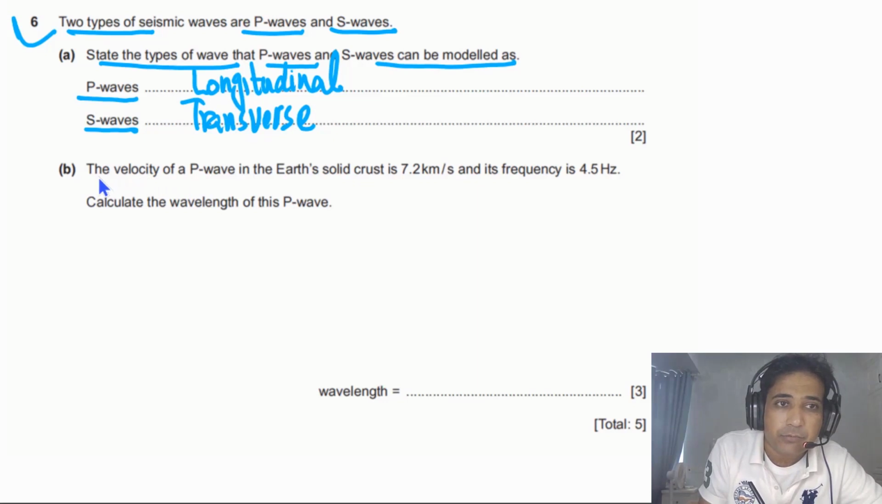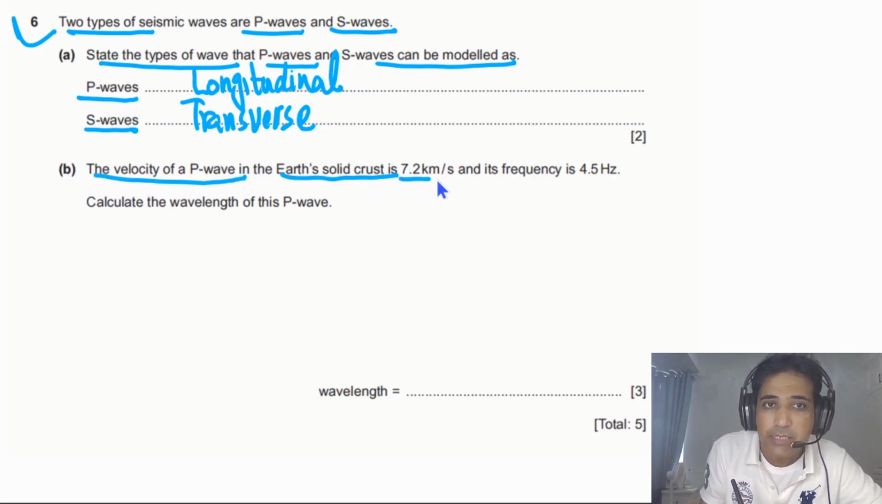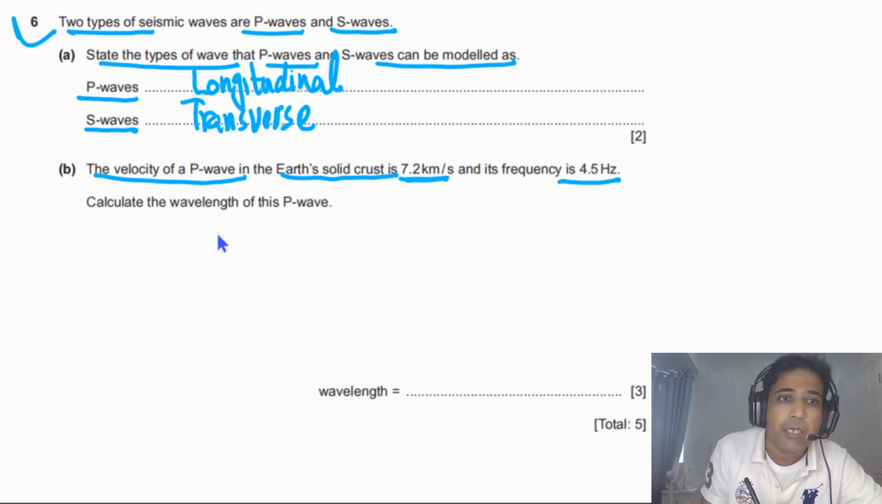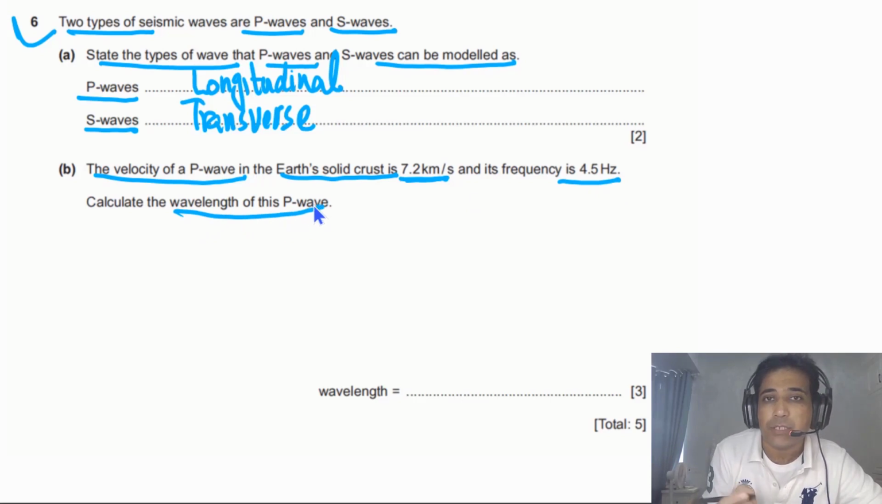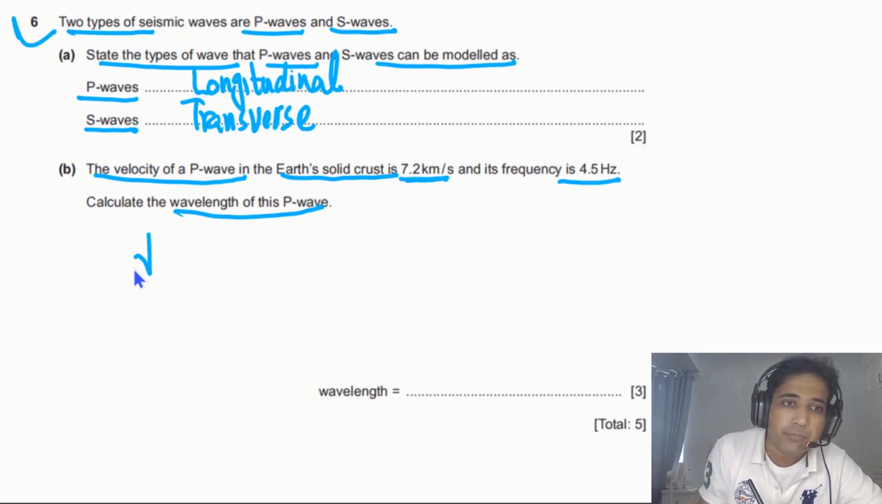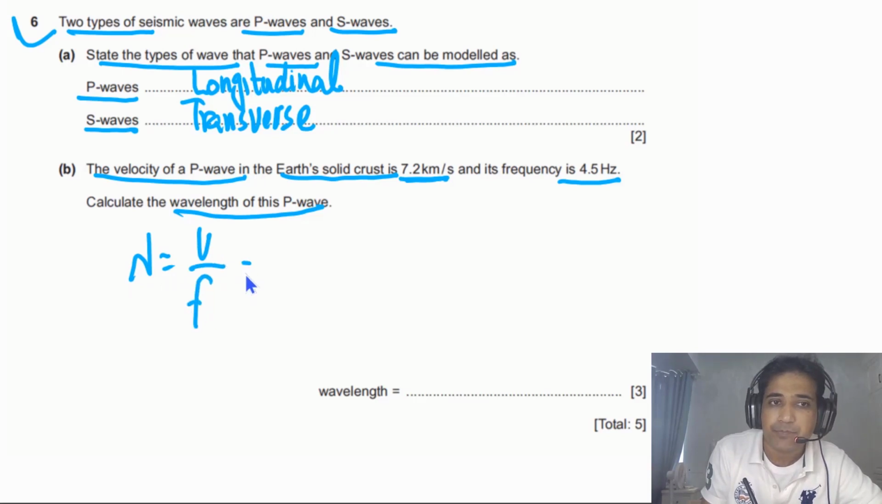For part B, it is given to us the velocity of a P wave in the Earth's solid crust is 7.2 kilometers per second and the frequency is given. We need to calculate the wavelength of this P wave. So wavelength, simply we can calculate, this will be equal to v divided by frequency.